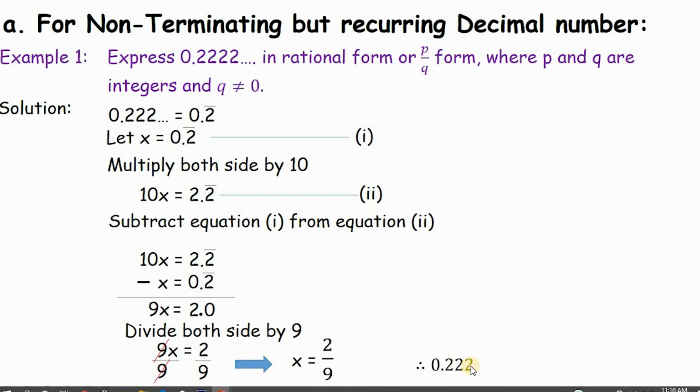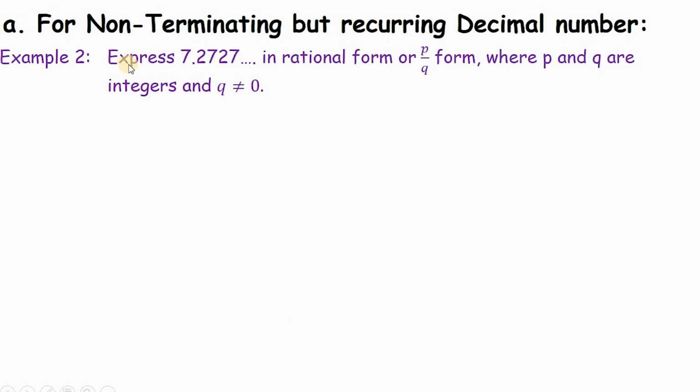Or you can say 0.222... is equal to 0.2 bar and it's equal to 2 by 9. This is the rational form of the number. Okay, we'll move on to the second example. The second example is express 7.2727 in rational form or P by Q form where P and Q are integers and Q not equal to 0.